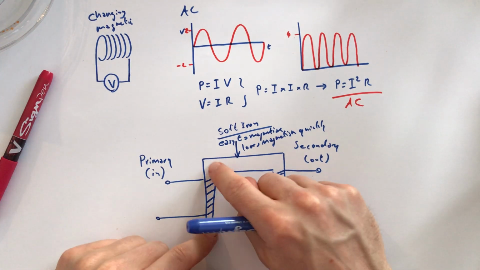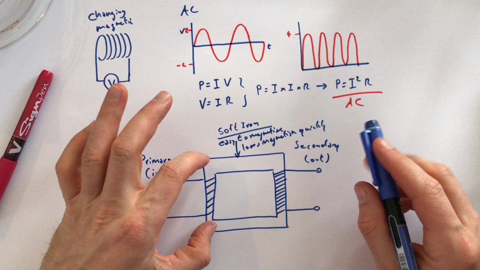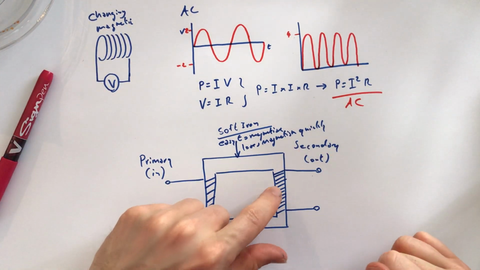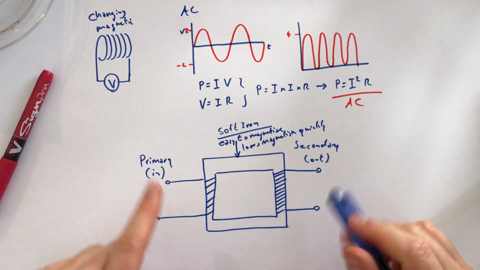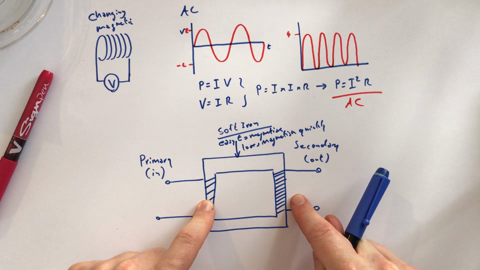What that does is it makes a magnetic field, which is also changing. And because that's changing, it's like the magnet moving in and out of this. That means it creates a current over here. And the sizes of those currents depend on the number of coils we have on either side.